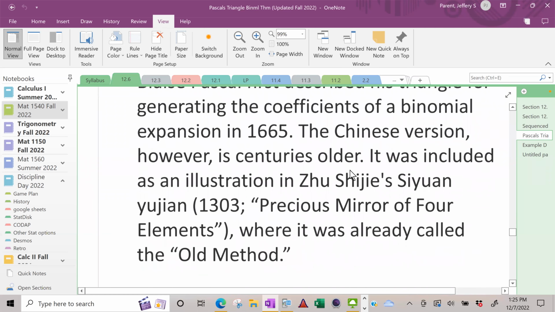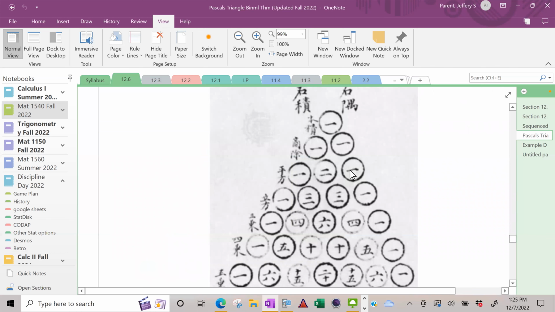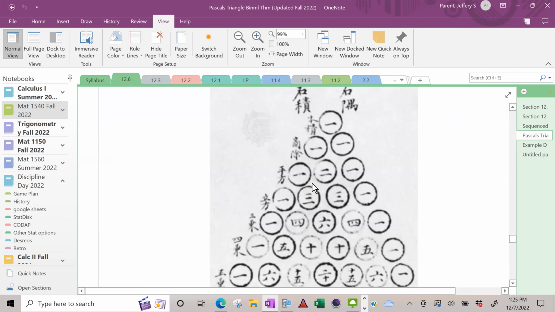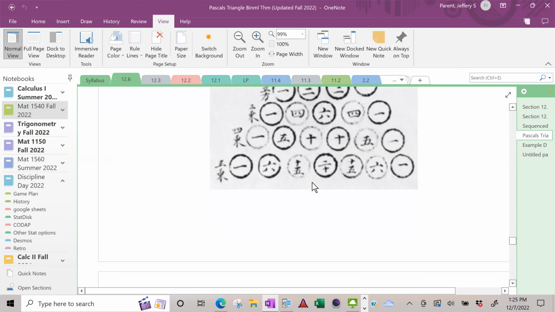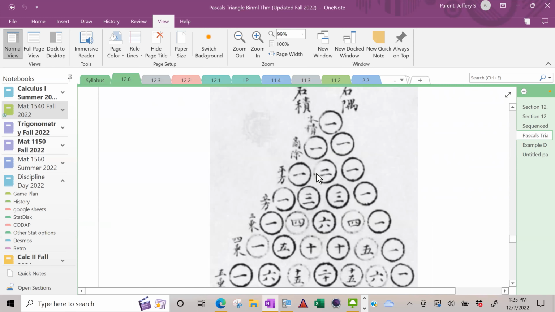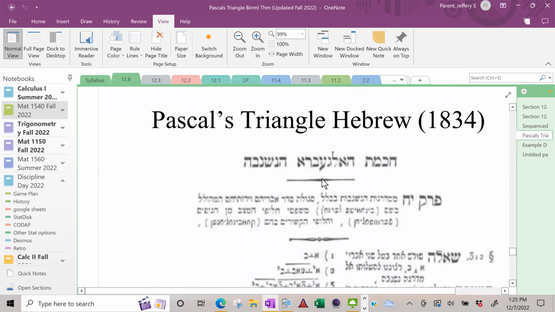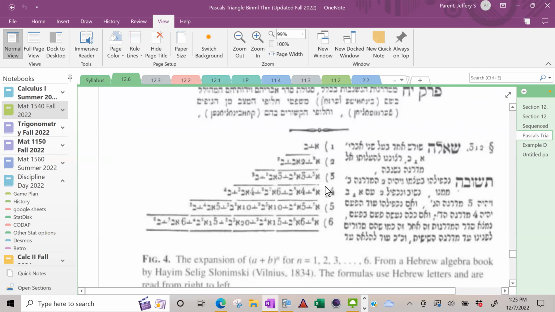I mentioned Pascal didn't originate his triangle. Here's Pascal's triangle in Chinese back in 1303. And even then, it was referenced as the old method. So, wow. Japanese, Hebrew, etc. It's gotten around. But let's finish this up.